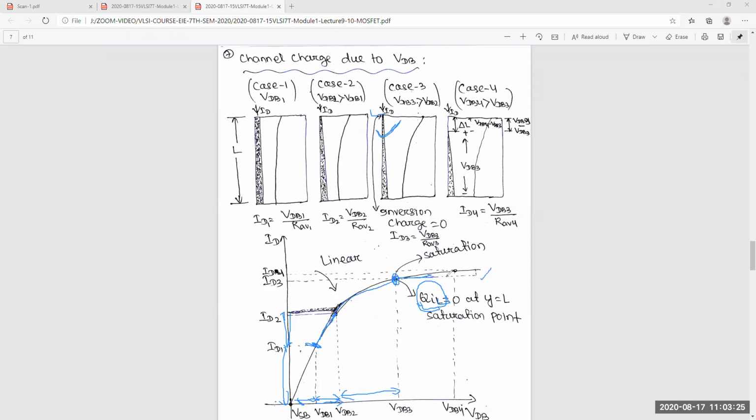Some slope is there. You can see this is the slope. Why is this slope there? Why does it increase? This is L and this is L minus delta L. So the resistance R average 4 is less than R average 3. Yes or no? Yes, sir. So that's why this current increases somewhat.